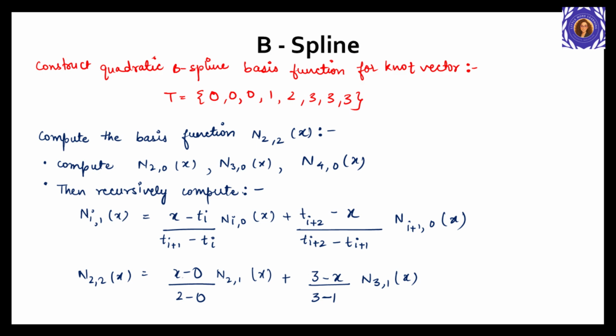Next are B-splines. We need to construct a quadratic B-spline basis function for knot vector t with the following values. So let's compute the basis function N through 2(x). Then recursively, we need to compute this using the given 2 formulas. This recursive formula generates a smooth local spline. Full computation is often done using software.